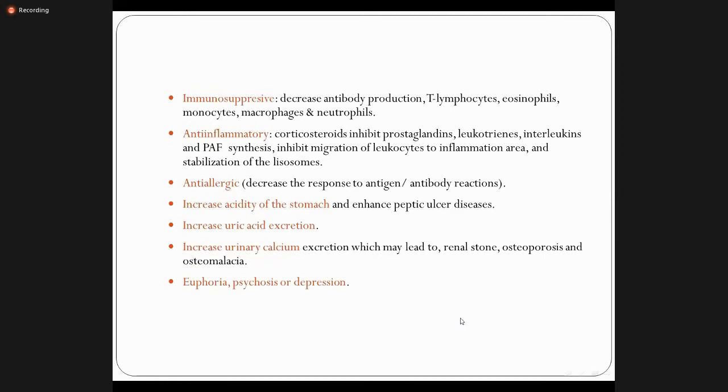So if we block the synthesis of arachidonic acid, we can block the pathway of leukotrienes or prostaglandin synthesis through the cyclooxygenase pathway. So all these are involved in the inflammatory process. So how can we inhibit the synthesis of arachidonic acid? If we inhibit the phospholipase A2 enzyme, right? And glucocorticoids inhibit the activity of phospholipase A2 enzymes. Okay, anti-allergic activity: decreased response to antigen-antibody reactions, increased acidity of the stomach.